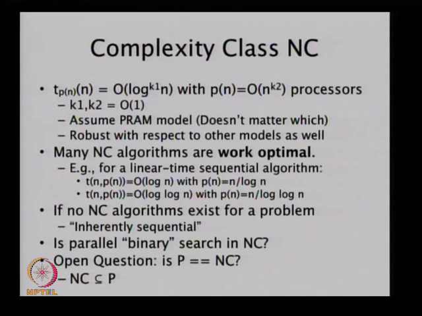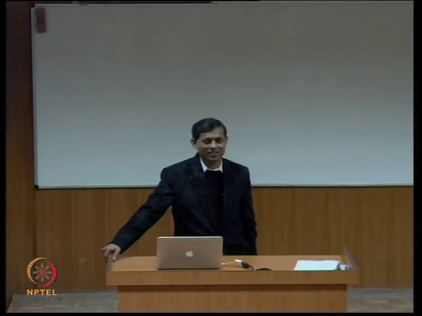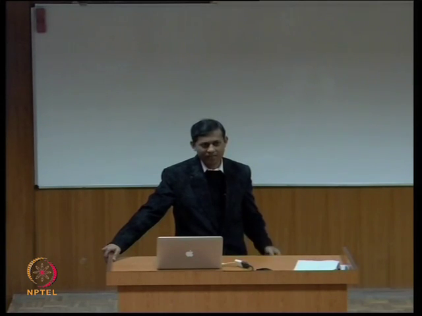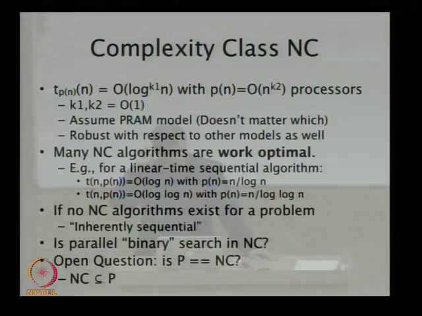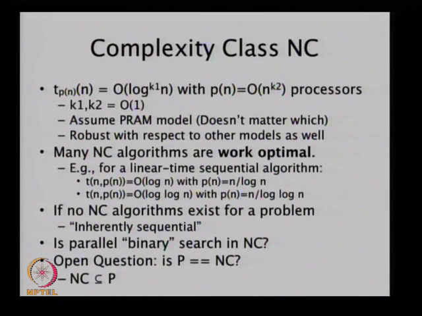Is everything in P in NC? It is an open question. Just like we still don't know whether P is equal to NP, we don't know whether P is equal to NC either. And there is a talk on just that topic next week, which discusses some recent developments. All right, so the idea is that if you do it in parallel, you should be able to do it faster than polynomial time. Okay.